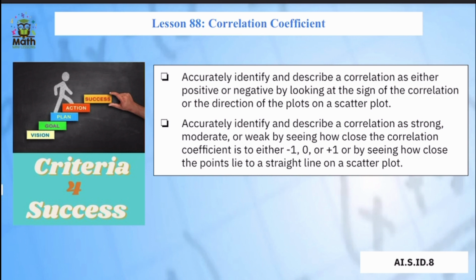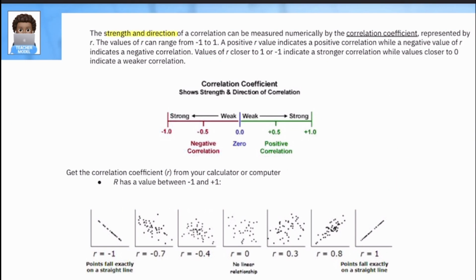So here's our goal again, to accurately identify and describe the correlation as either positive or negative. And this is important now that we're talking more about scatter plots, and being able to accurately identify and describe that correlation as strong or weak in relation to that correlation coefficient. So this is going to feel a little bit like a review. So you'll remember we talked about this being the strength and the direction of the correlation.